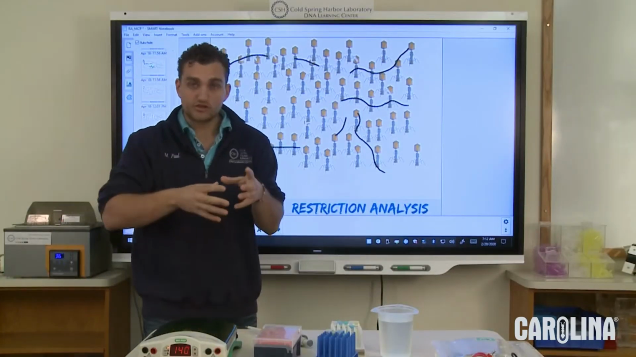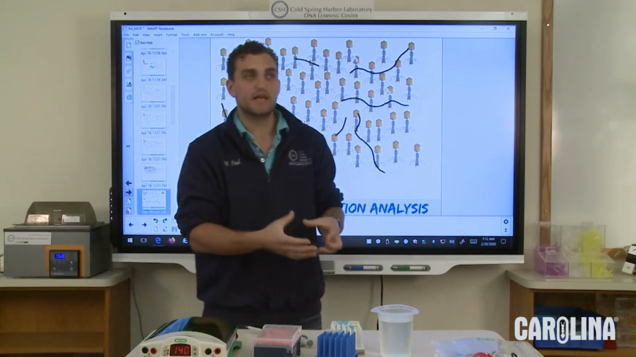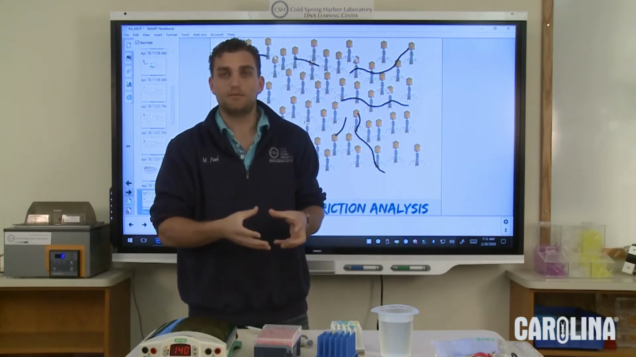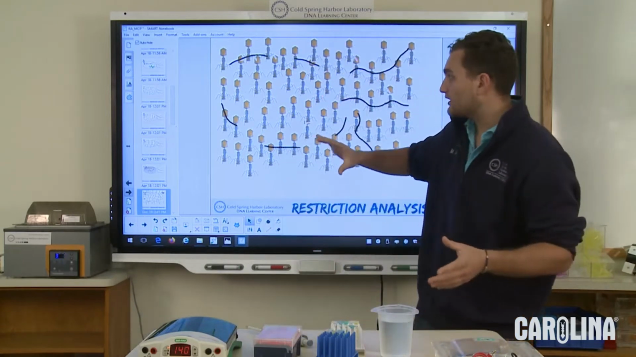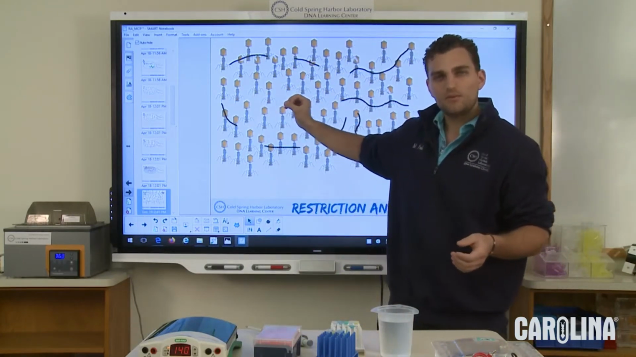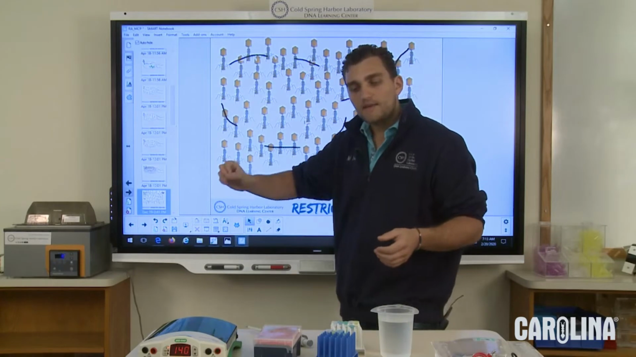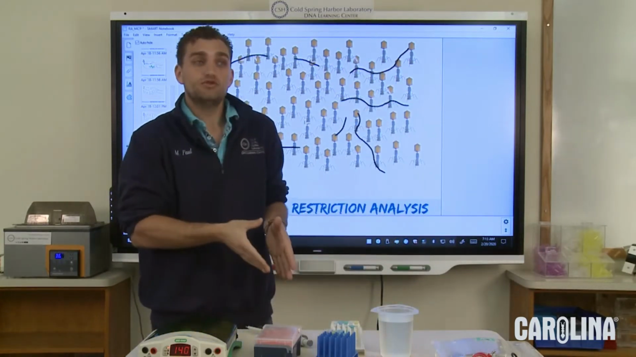Bacteria, in order to survive, in order to be a successful organism from an evolutionary standpoint, need to have a defense against this. If they don't have a defense against this, they are essentially hopeless. They need to have some form of defense. And the defense that they have evolved to have is restriction enzymes.